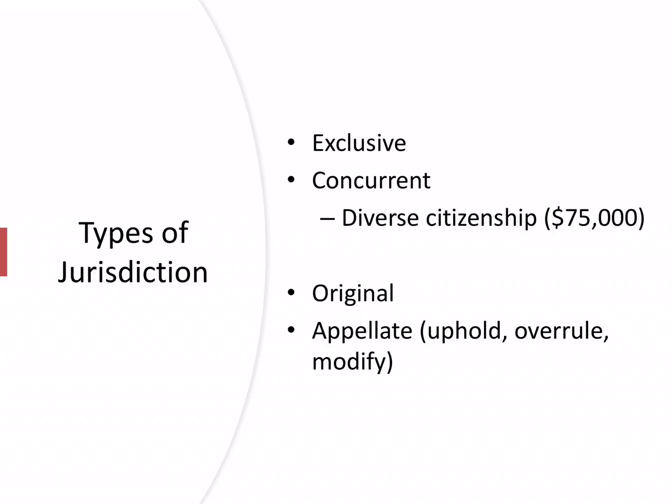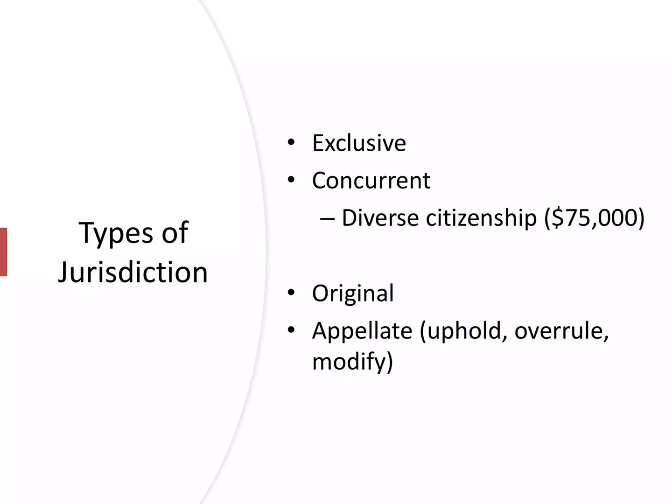Okay, and then again with the types of jurisdiction. So like I was saying about concurrent cases where they can be federal or they can be state. If it's diverse citizenship, meaning that the parties in the case, the defendant and the plaintiff, are from different states, and if the case's value is over 75,000, then it can be heard in federal courts. Okay, so that's what diverse citizenship means. A case that involves more than one state.